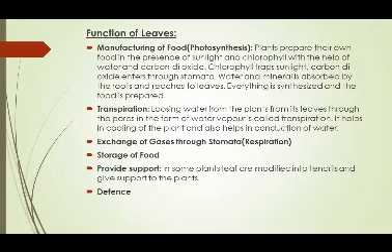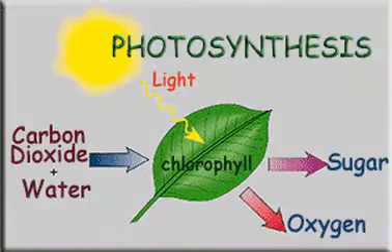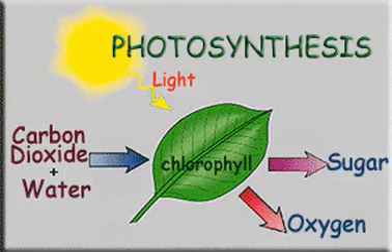Now first, manufacturing of food. Plants prepare their own food in the presence of sunlight and chlorophyll with the help of water and carbon dioxide. Chlorophyll traps sunlight, carbon dioxide enters through stomata, and water and minerals are absorbed by the roots and reach the leaves. Everything is synthesized and the food is prepared.